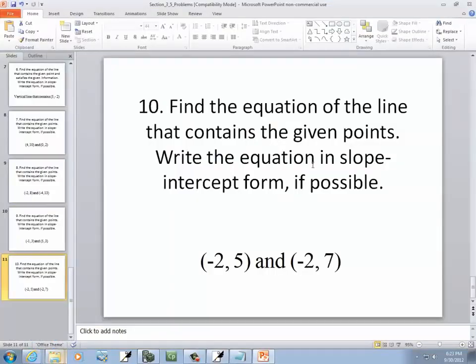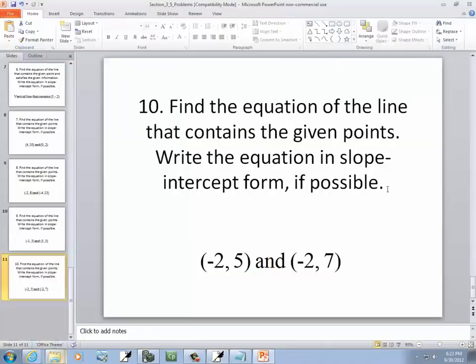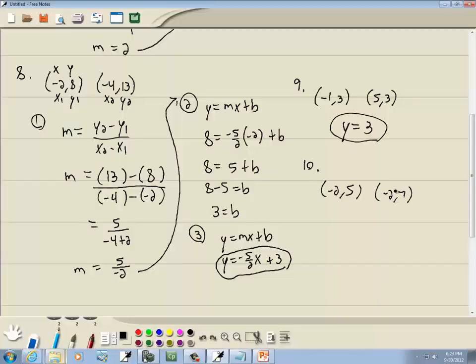Now our last problem, we got negative 2 and 5, and we got negative 2 and 7. Well, again, I noticed something here. The x parts are the same, aren't they? So our answer will be x equals whatever that number is, which is negative 2. So those are our answers for those two.